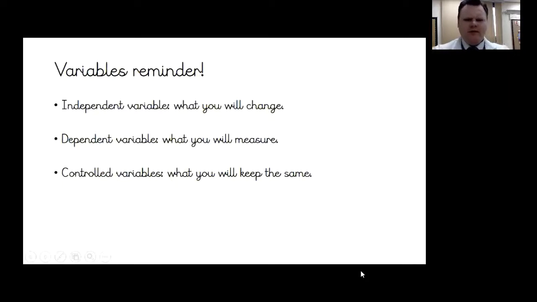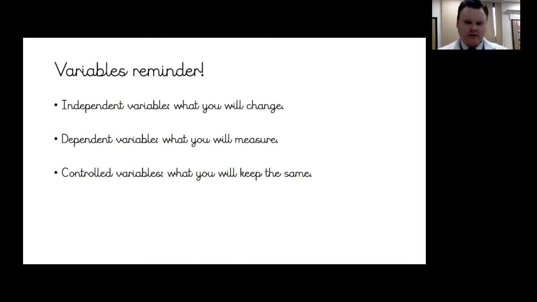Just a reminder on variables. The independent variable is what you're going to change. So think about that in this investigation. The dependent variable is what you're going to measure. So what are we actually looking for? Well, it might be the growth of mold over time.